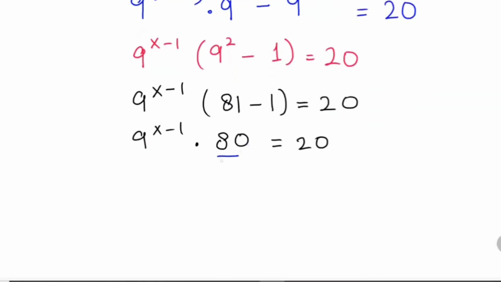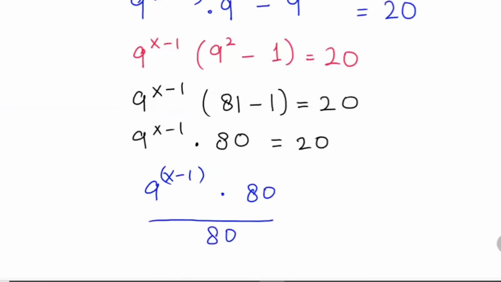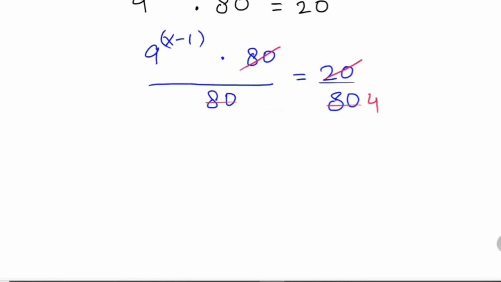Now here this 80 is multiplying, so I am going to divide by 80 both the sides. 9 to the power of x minus 1 times 80 over 80 is equal to 20 over 80. Now here this and this get cancelled, and this will be cancelling out by 4. So the expression we get is 9 to the power of x minus 1 is equal to 1 over 4.